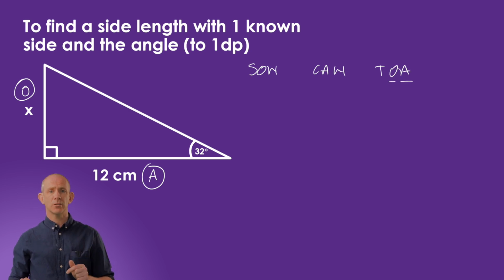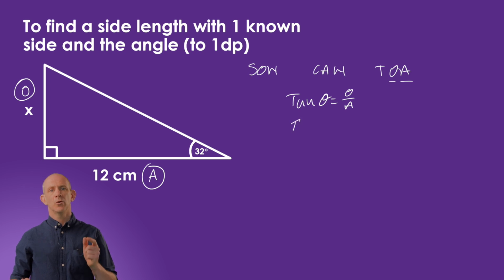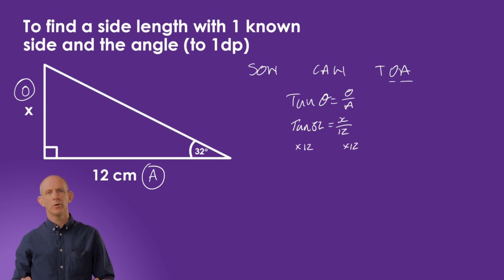As we know the adjacent, and we need to find the opposite, we're going to use tangent, because tan theta equals opposite over adjacent. We can substitute in the values for the variables and get tan 32 equals x over 12. We always want to get the variable on its own, so we multiply both sides by 12 to get 12 times tan 32 equals x.